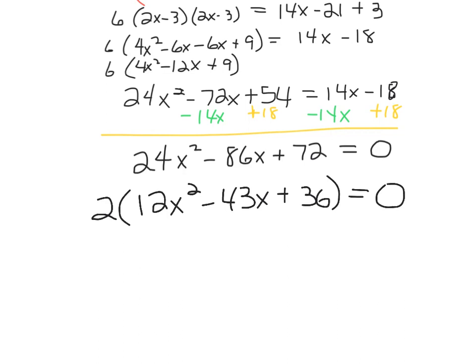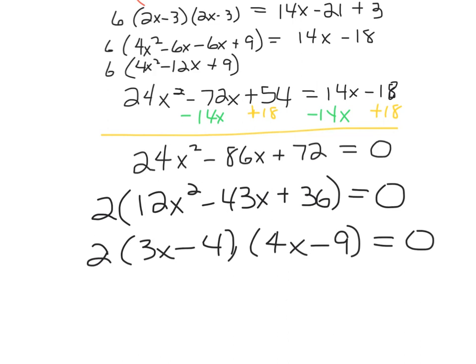At this point, I can't pull any more GCFs out. I need to use one of the methods in section 4. I either need to factor this, use completing the square, or quadratic formula. I'm going to factor again. I know the numbers are kind of large, but it's factorable. So the factors that I can come up with are going to be 3x minus 4 times 4x minus 9. This will FOIL back to my original trinomial. Now, if you're not good at factoring, you can do quadratic formula. Just know you're going to be multiplying really big numbers.